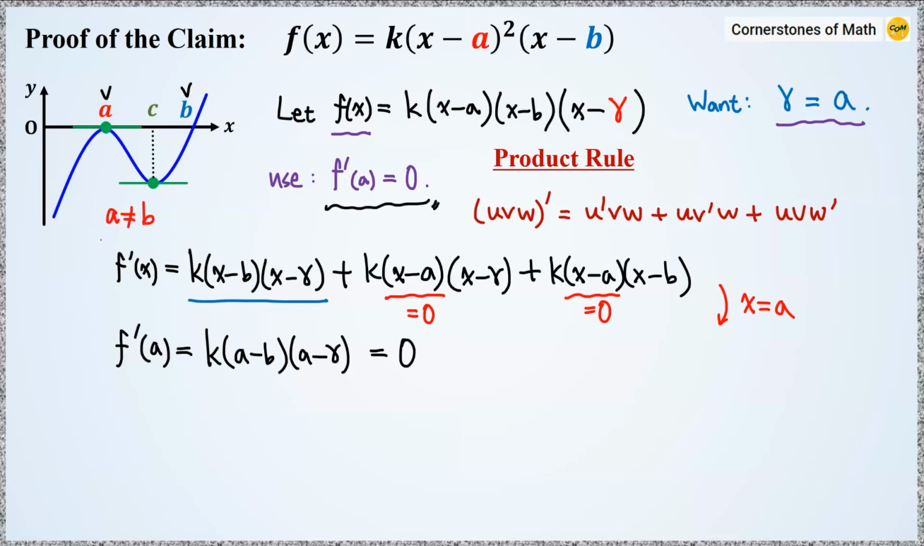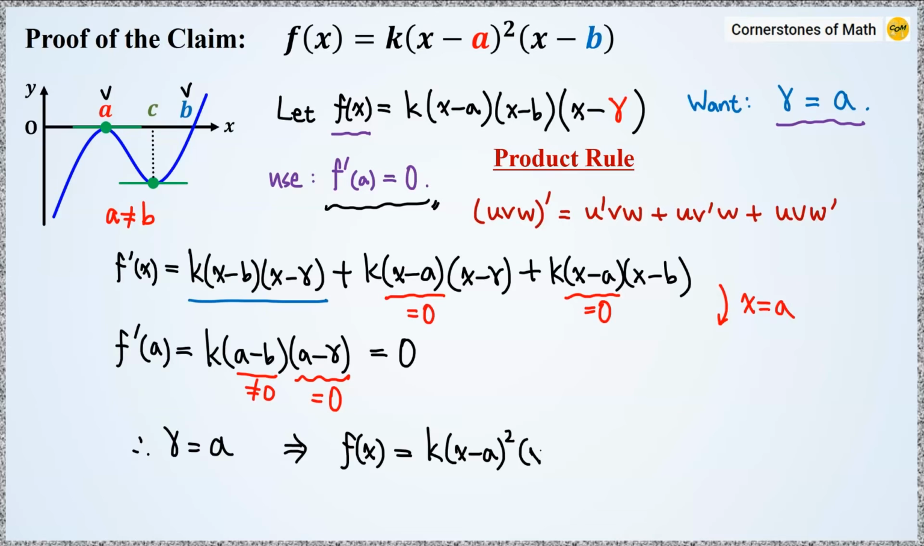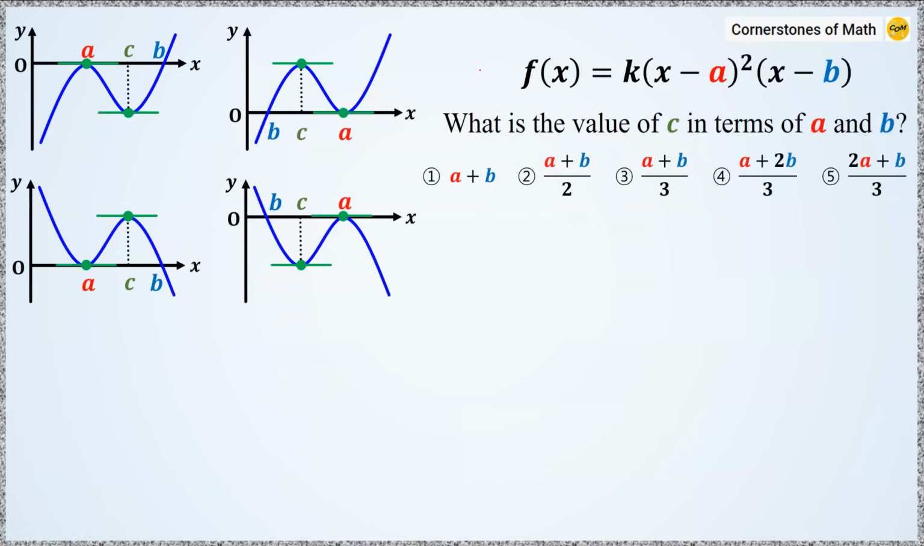In the problem, it is given that a is not equal to b, so this cannot be 0. So this (a minus gamma) must be 0. Therefore, we have gamma equals a, which means f(x) is expressed as k(x minus a) squared (x minus b). Alright, now we found that f(x) is expressed like this. Let us express c in terms of a and b.